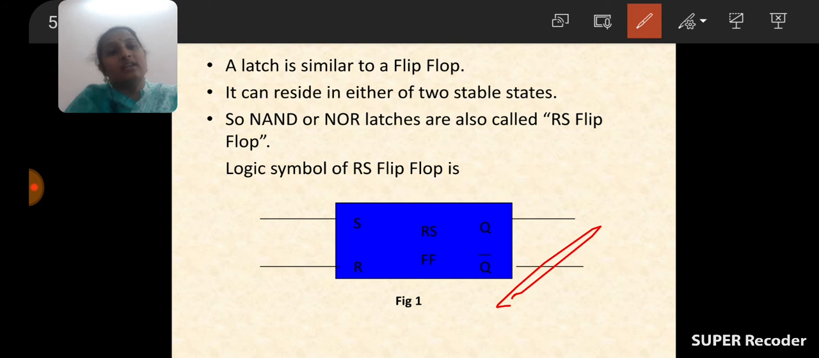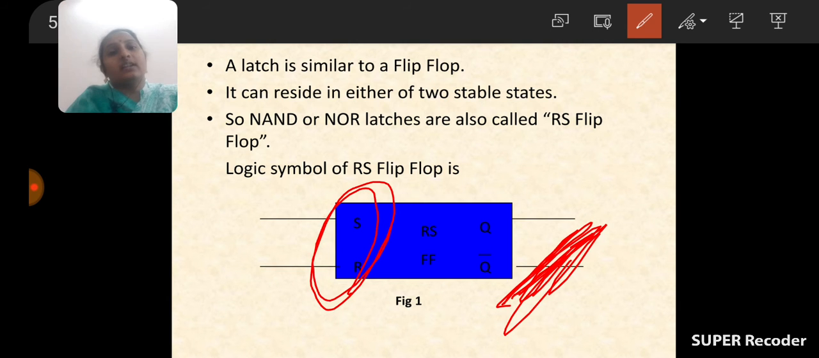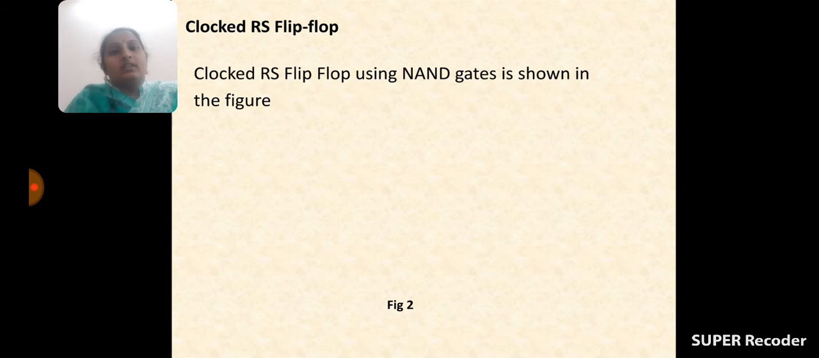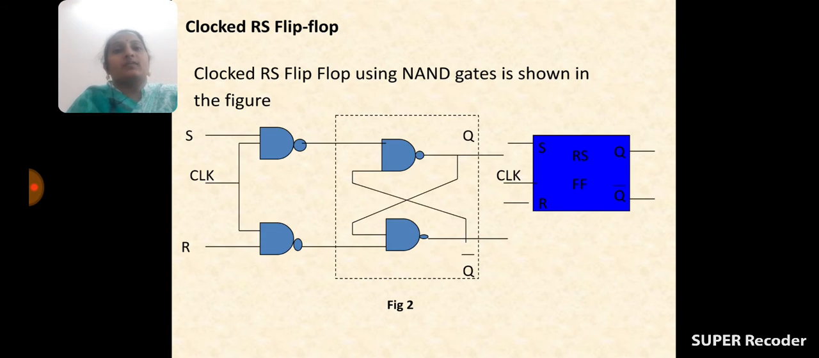What is it called? This is the symbol of the RS flip-flop. Here, two inputs are there, indicated with S and R, and the outputs are indicated with Q and Q bar. Inputs are indicated with S and R, outputs are indicated with Q and Q bar. Is it clear? Okay, so next see here, this is the clocked RS flip-flop.